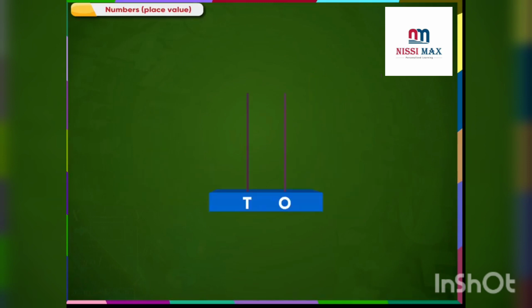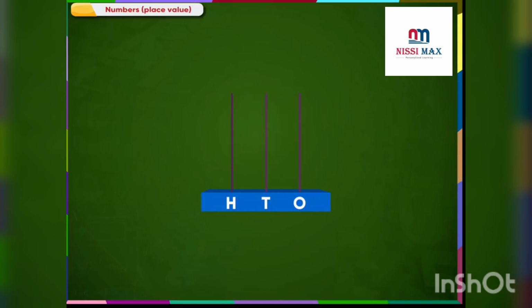In a 2-spike abacus, the spike on the right side denotes digits at ones place, and the spike which is on the left side denotes digits at tens place. For example, the number 5 is represented with 5 beads at the ones place. The number 26 is represented using 2 beads at tens place and 6 beads at ones place.